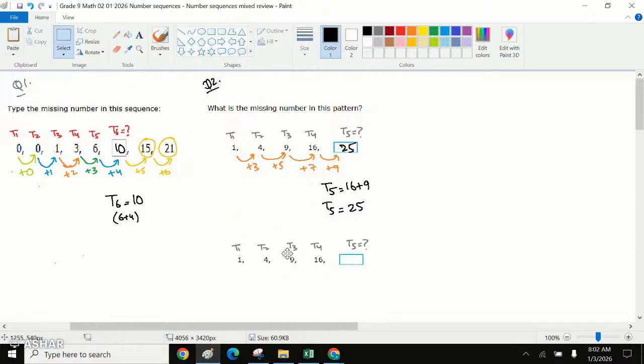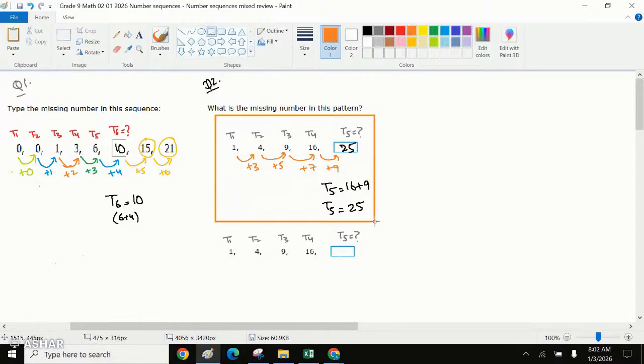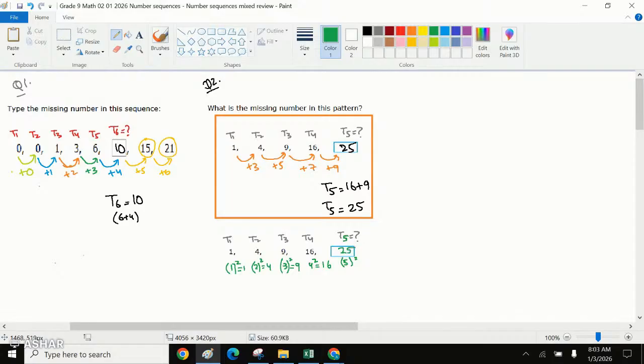But let's see if there is another way to solve this question. This was the first way. If term 1 is there, 1 squared is 1, 2 squared is 4, 3 squared is 9, 4 squared is 16. Since this is term number 5, it should be 5 squared, which equals 25.